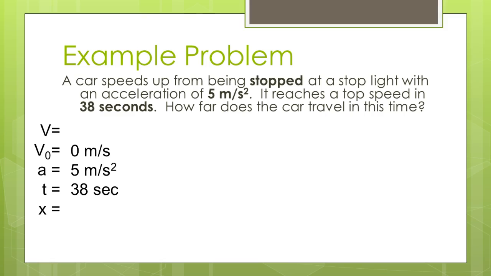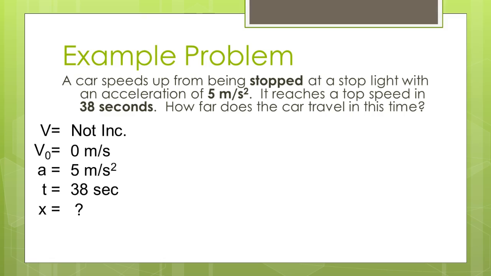Next, I need to look at what variable is unknown, or the variable I need to solve for, and then which variable is not going to be included. Remember, of the 3 givens, the one unknown variable, and the variable that's left out is not included. So how far does the car travel in this time? How far is a question of displacement. So I'm going to put a question mark next to x. So I have 3 givens, one unknown that I'm solving for, and then one variable left over. The final velocity is not included.